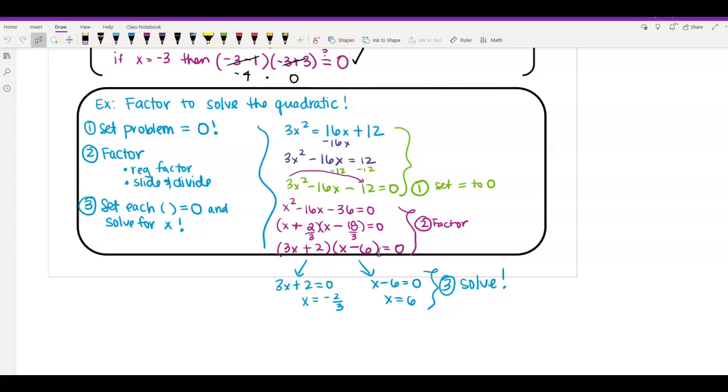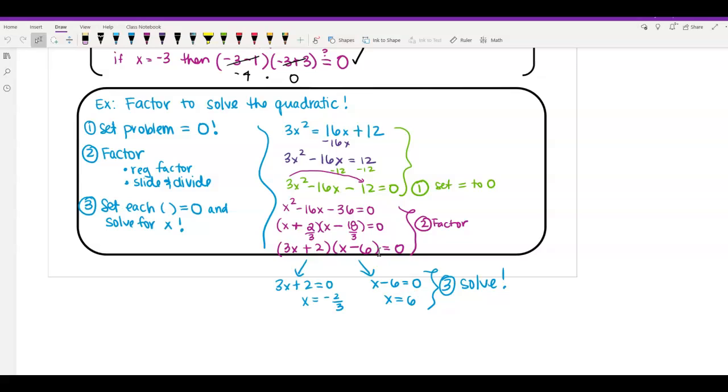Okay? Now, once you've factored, we want to say, okay, well, that's great. Now I have a bunch of parentheses. How do I find those solutions? So I'm going to take each parentheses and I'm going to set them equal to 0. So I take 3x plus 2, set it equal to 0, and x minus 6, set it equal to 0. That's going to give me my 2 answers.